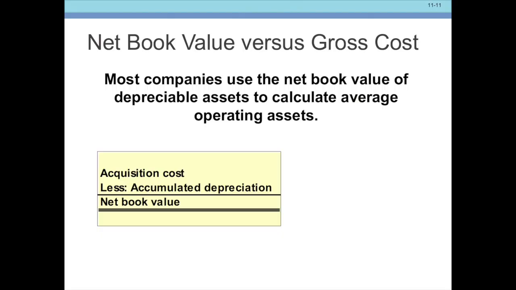There's one caveat we should discuss, which is net book value versus gross cost. Most companies use the net book value of the depreciable assets to calculate average operating assets. So the average cost minus depreciation equals net book value. Now, if you're running a fleet of limos, the value of your limos is going to fall every year because cars fall in value.